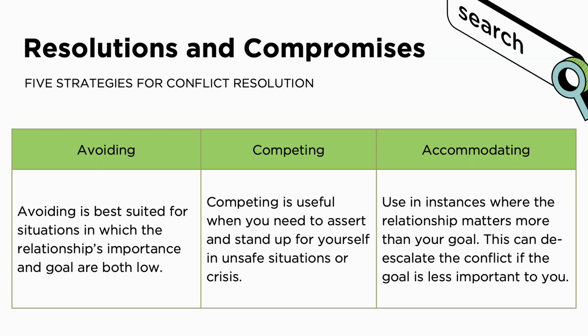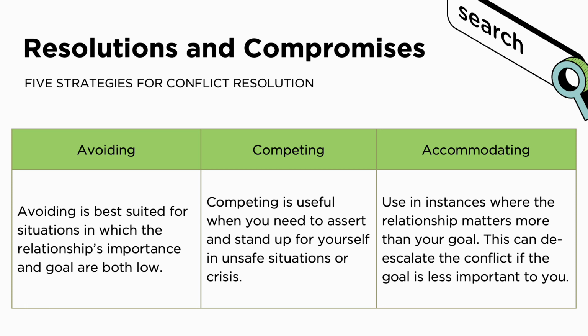There are 5 strategies that can be used in workplace conflict management. Some options will have more benefits than others, depending on your end goal. The first option is avoiding strategies. This can be beneficial for situations where the relationship's importance and the goal are both low, where avoiding conflict is the best solution.